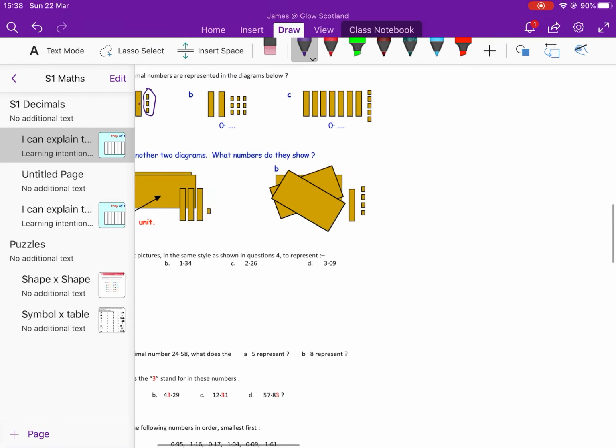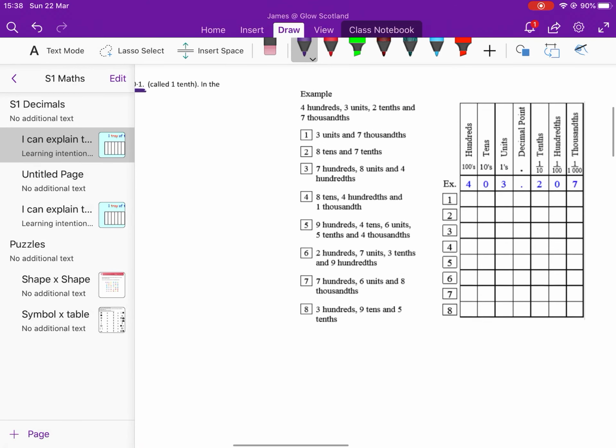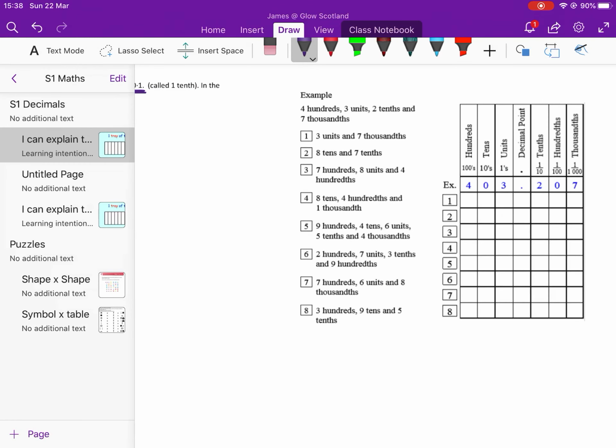That is all you would really need to do to try the first consolidation task. So this is the only one that's got decimals in it. So if I highlight here, the example there says I've got 4 hundredths, which matches up with this in my hundredths column. It says I've got 3 units, so that's this 3 here in my units column.